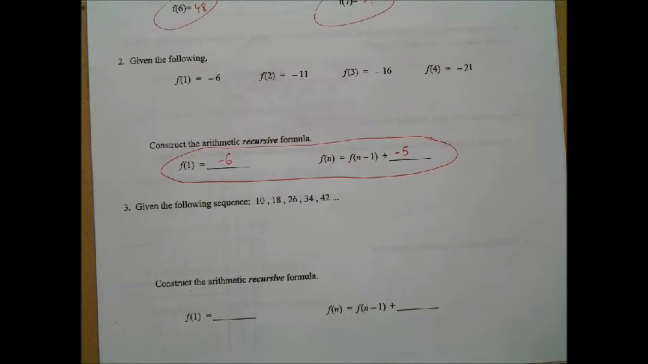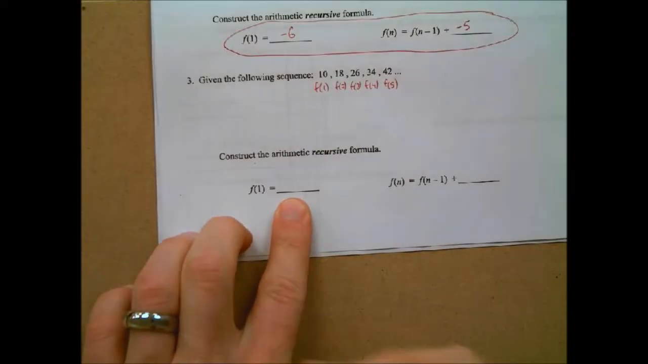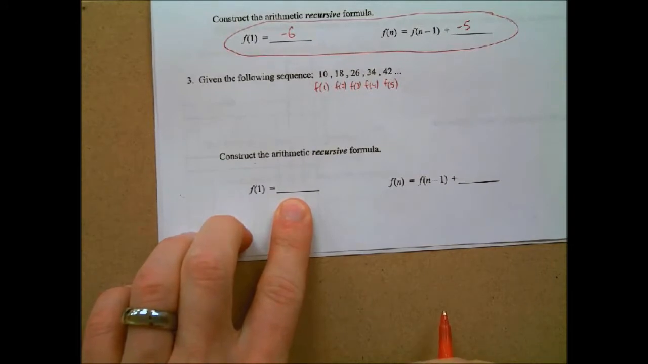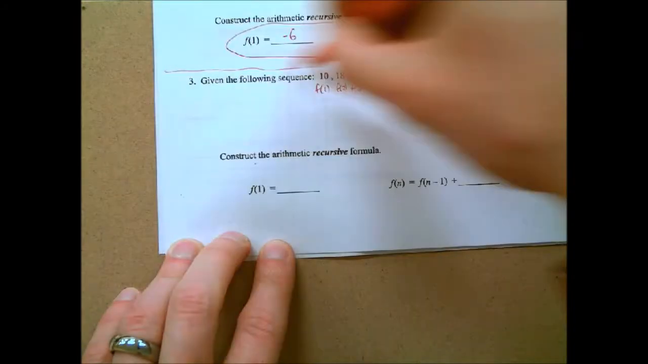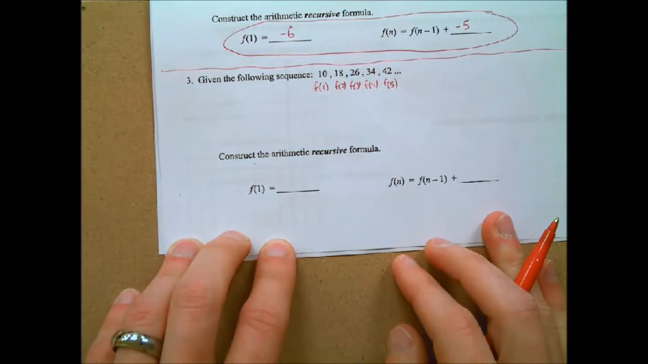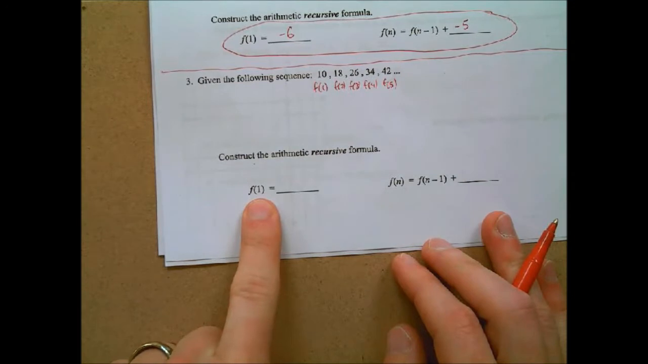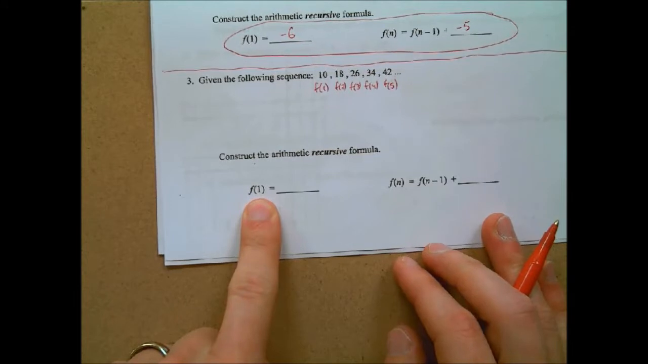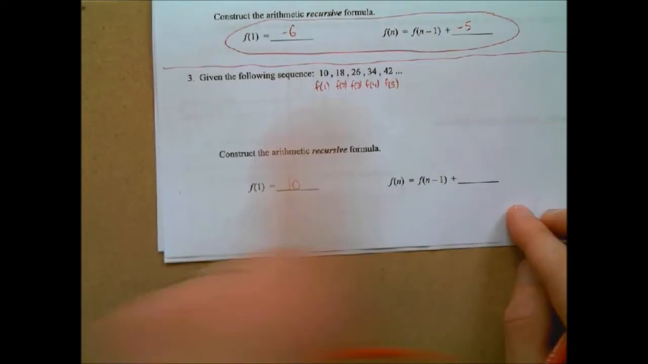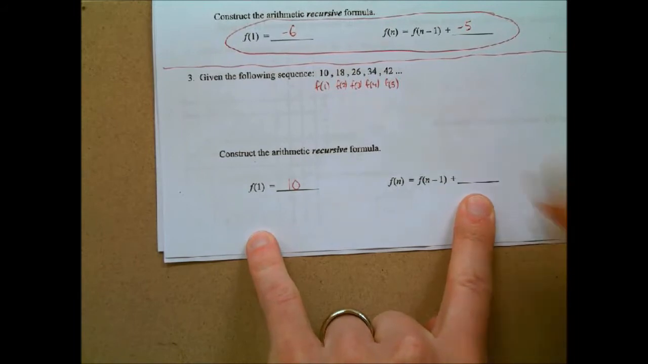Okay, time's up. Let's go to Tyler C. F of 1. What is it? We're doing this one? Number 3. Oh, I know. Okay. Well, let's break this down. 8 is the common difference. F of 1 means the first term. First term. Oh, 10. 10. Got it. And then over here, what goes here? 8. Plus 8 every time. That's right. Okay? Got it.